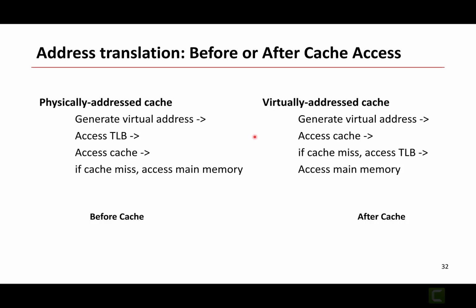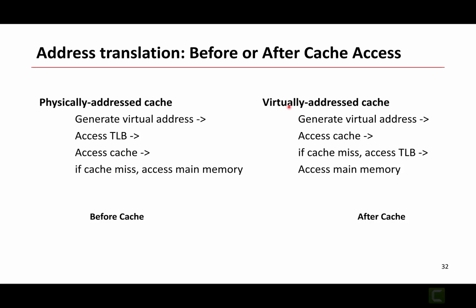So in the case of physically addressed cache, get the virtual address. In both cases you get the virtual address, but in the case of physically addressed cache, you do the address translation. Here I have simplified it and said, well, look into the TLB and you'll find the virtual address to physical address translation. You take the physical address and then go and access the cache. If it's a cache miss, then go and access the main memory. You already have the physical address, so nothing else to be done between these two operations.